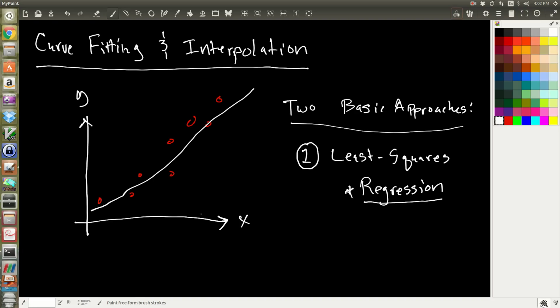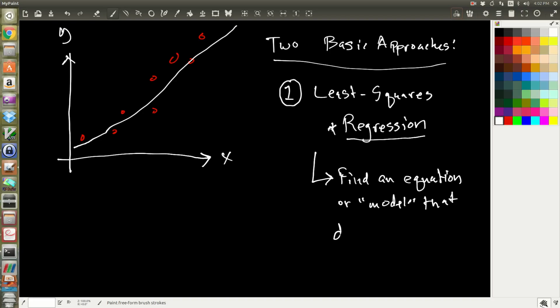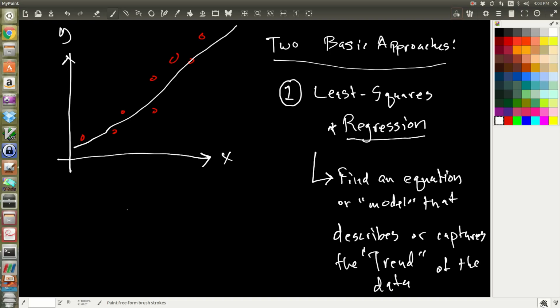And that's where we are trying to find an equation, or another word for it could be model, that describes or captures the trend of the data.